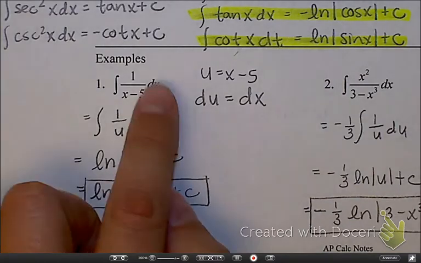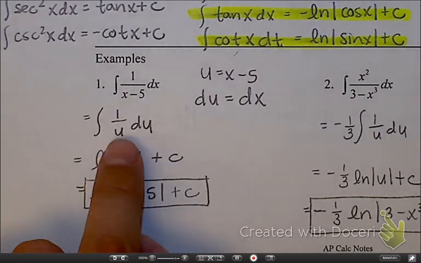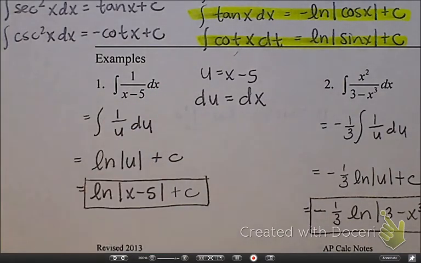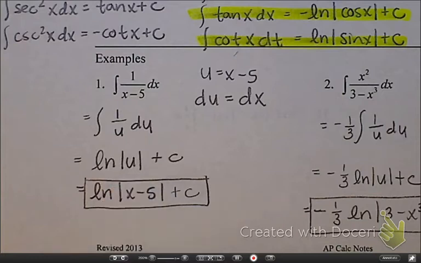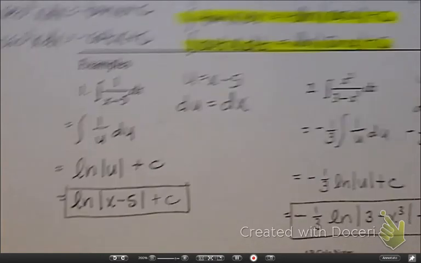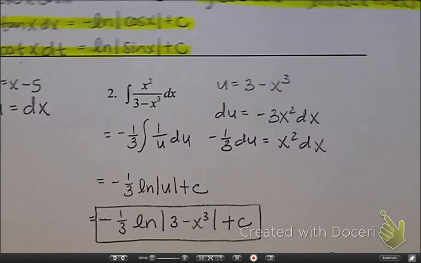So I see that piece matches up with that piece. I can plug in u for x minus 5, and I have 1 over u du. So the integral of 1 over u du is just ln of the absolute value of u plus c. And if you plug u back in, you get ln of the absolute value of x minus 5 plus c. So that one's not too bad. Simple u substitution. Let's look at number 2.